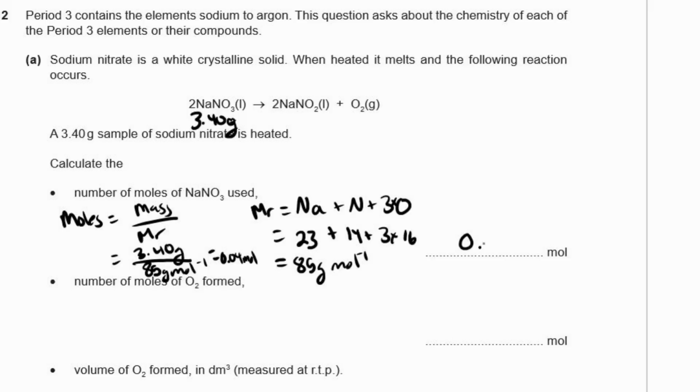So it's 0.04 moles. So the number of moles of oxygen formed. Well, the ratio of sodium nitrate to oxygen is 2 to 1. 2 moles to 1 mole. So that means if you have 0.04 moles of sodium nitrate, you will have 0.02 moles of oxygen. So it's just 0.02 moles. It's just the ratio.